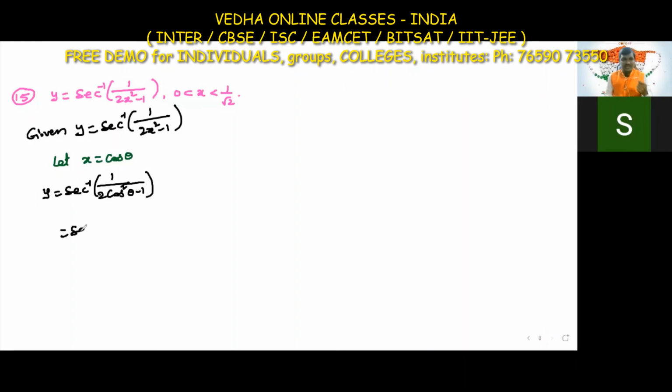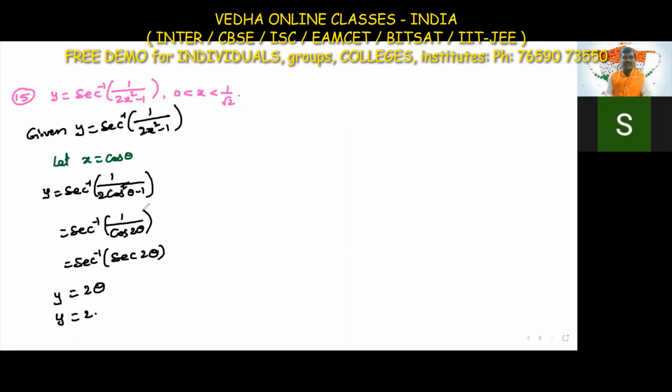Now this is equal to secant inverse of 1 divided by 2 cos square theta minus 1, which is the cos 2 theta formula. So I write cos 2 theta here. 1 by cos theta is secant theta, so secant inverse is outside and 1 by cos I write as secant. So we get secant 2 theta. Secant inverse gets cancelled, so y is equal to 2 theta.